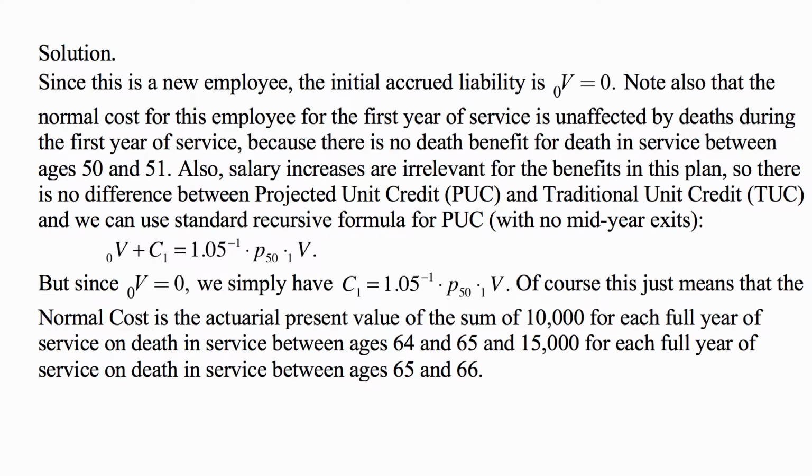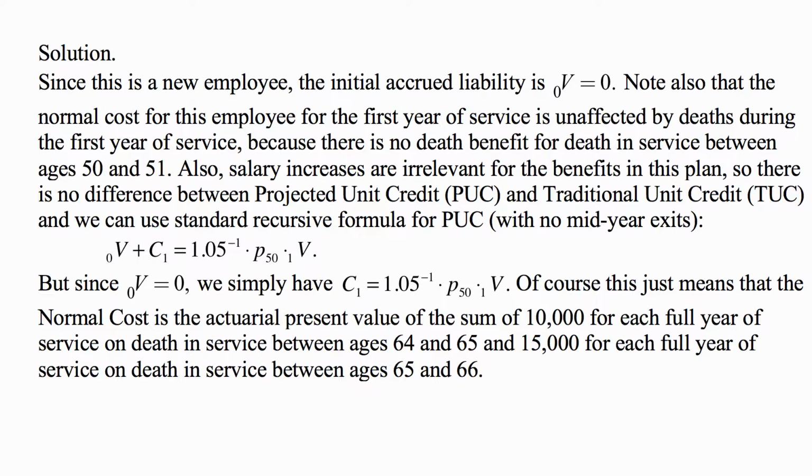Since this is a new employee, the initial accrued liability is 0. Also note that the normal cost for this employee for the first year of service is unaffected by death during the first year of service because there is no death benefit for death in service between age 50 and 51. Also, salary increases are irrelevant for the benefits, and that holds for future years until the death in service happens in those prescribed years that we have in the text of the problem. So there is no difference between projected unit credit and traditional unit credit.